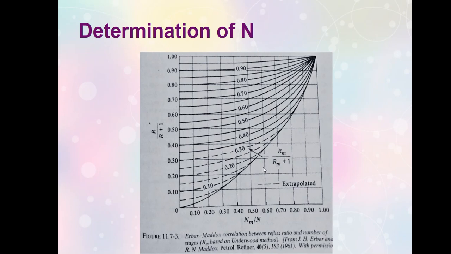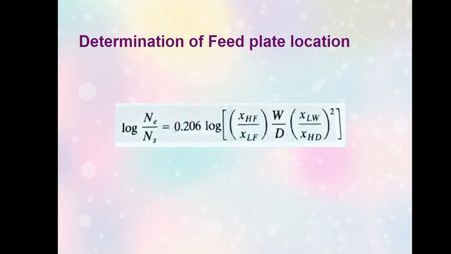And then the R sub m, which I discussed to you a while ago, will be these curves that you have. If your R sub m is not exactly on the curves that you have here, you can approximate the location of that particular curve. So having the Y and having the Rm over Rm plus 1 value, you'll be able to get the X, which will of course give you the N after you have substituted the minimum number of stages. So it's not a graphical approach, it's simply dependent on this correlation by, in this case, Erbar and Maddox. So that's how you determine the number of stages.